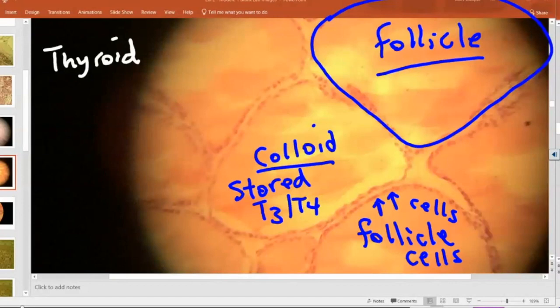See, we have a lot of good thyroid pictures, so I don't know which one you're going to get on the test because there's so many good ones. It's not like some of those glands where we only have one or two good pictures and the rest are garbage.